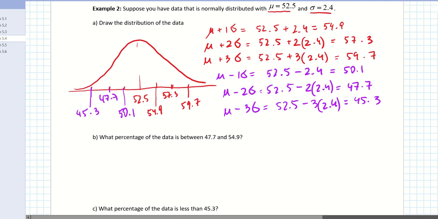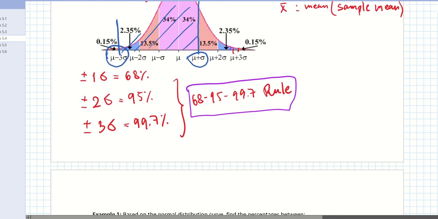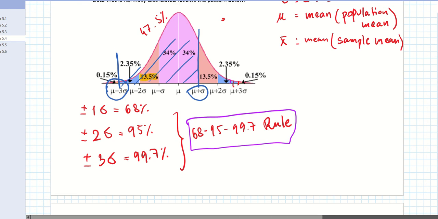For example, what percent of the data is between 47.7 and 54.9? So for part B, we're looking at values between 47.7, so starting here, all the way to 54.9, which is going to be all the way to here. Now, this area here corresponds to 1 standard deviation to the right. So we know this is going to be 34% from 52.5 to 54.9. And then 2 standard deviations to the left. So this is going to be another 34%. And then, if you can go back here, we're going to have another 13.5 to the left.